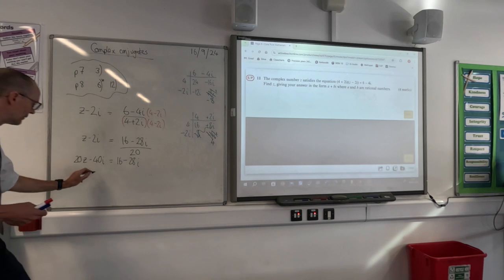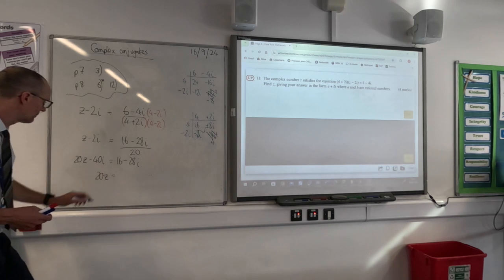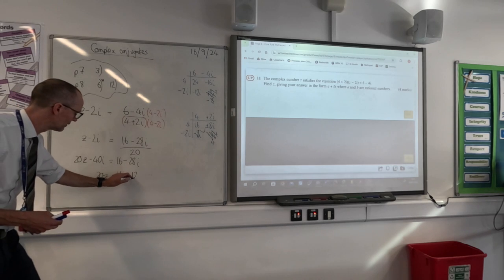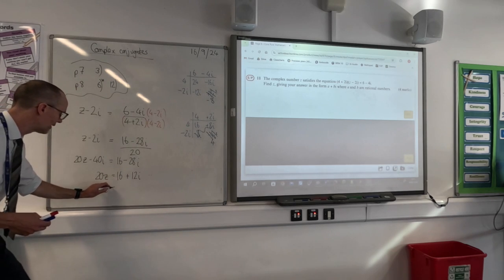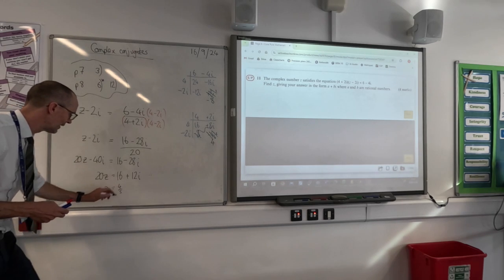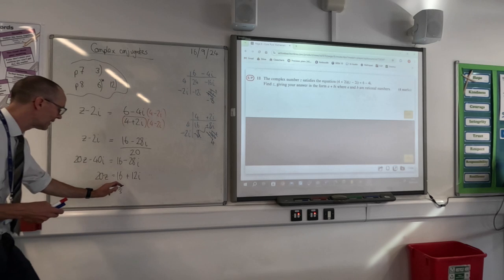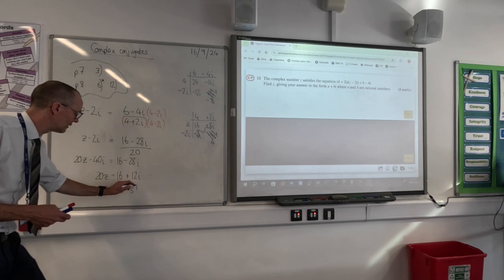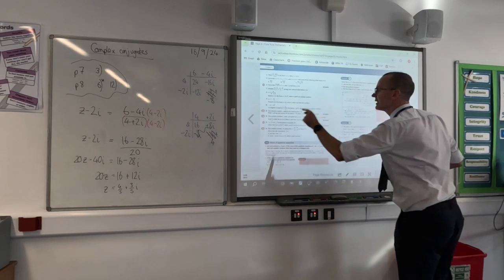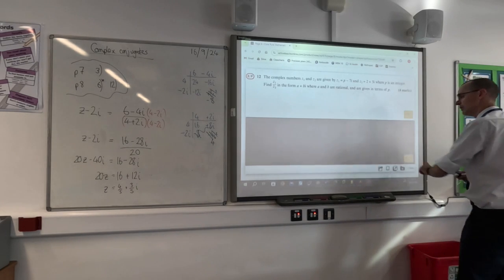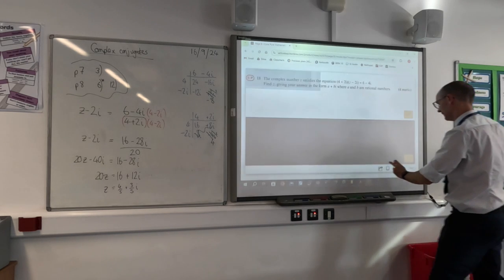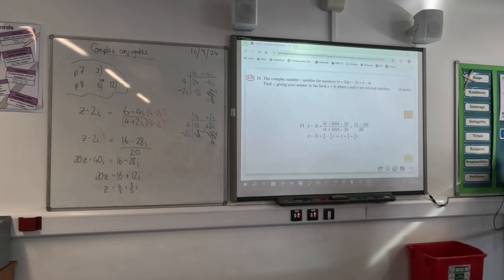And I want z on its own, so I'll get 20z on its own by adding 40i, so that's 16 plus 12i. Then I'm going to divide by 20. 16 over 20 is 4/5, and 12 over 20 is 3/5. Just going to double check I've got that right. Wrong question. Well, what do you know?